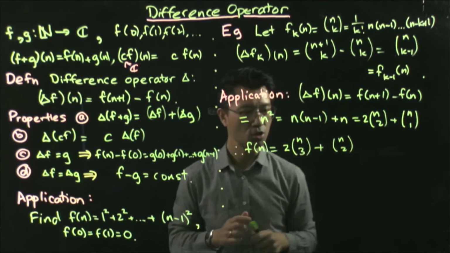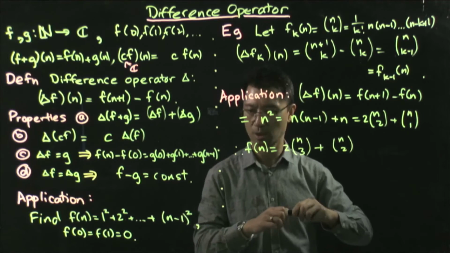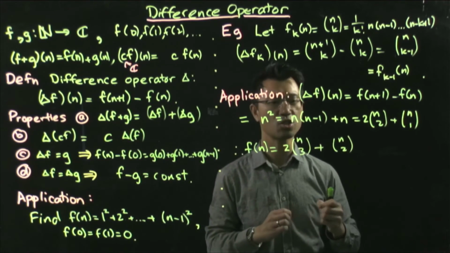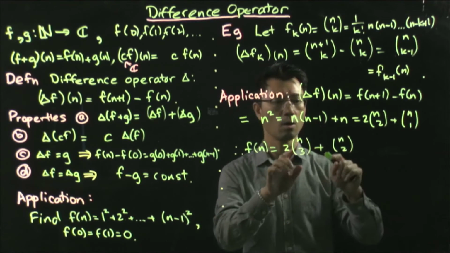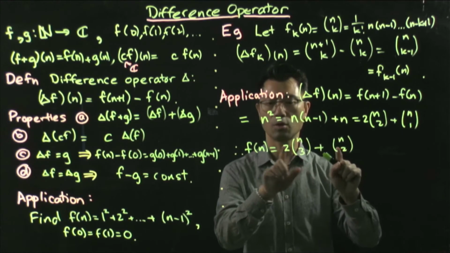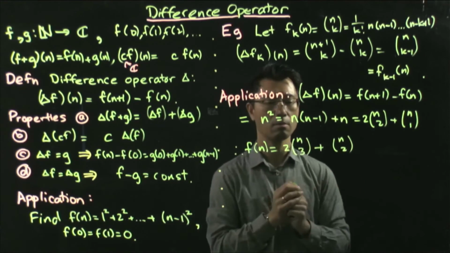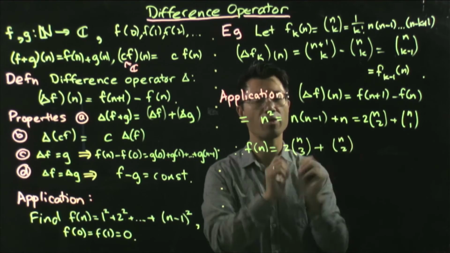And the other thing that you should do is check the constant term. So let's just check the constant term. What you do is you look at 0. f of 0 is equal to 0. And if you put 0 in here, you get 0 for both of them, so we don't have to worry.